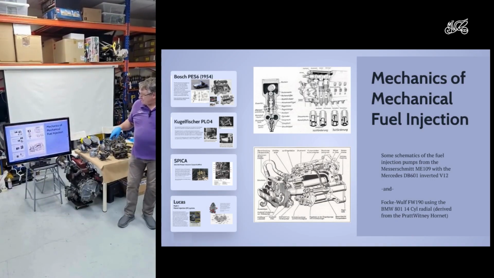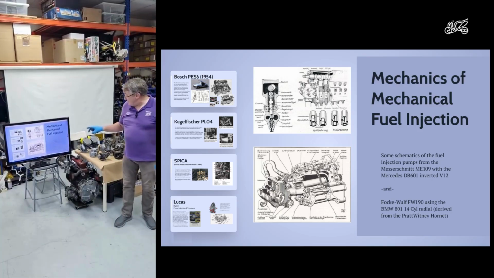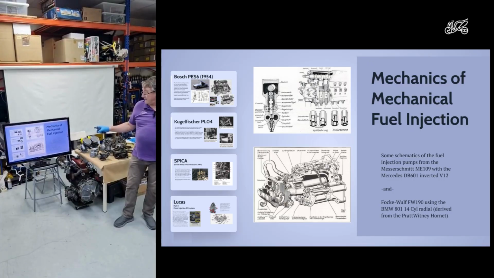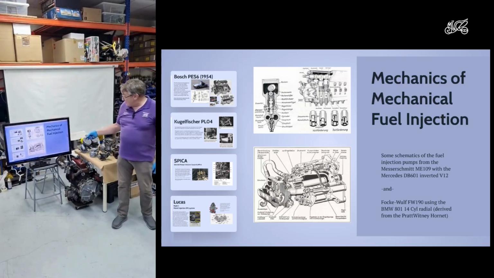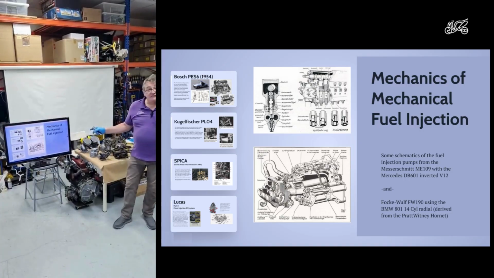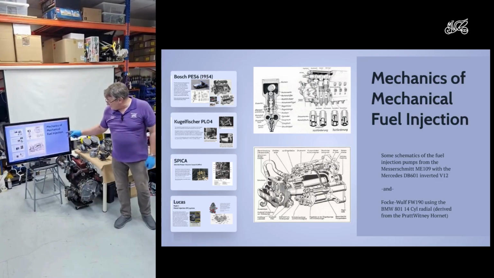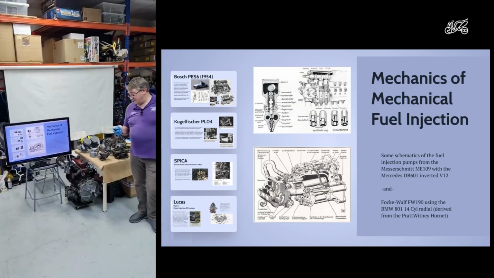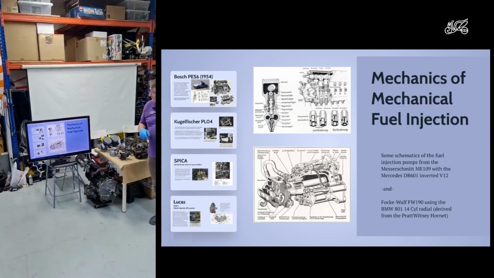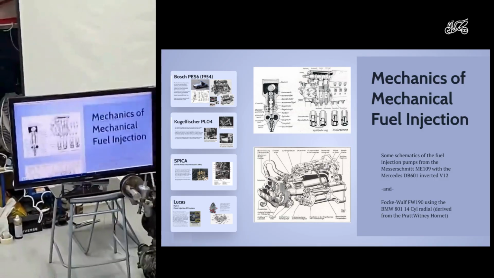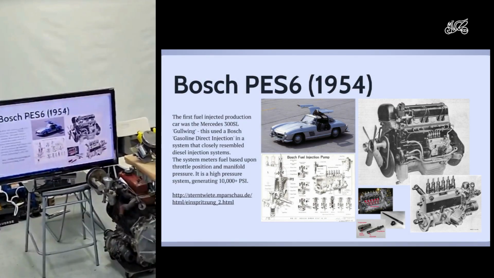And two important engines in Germany which had fuel injection were the V12, which is in the Messerschmitt 109, and that was a Bosch fuel injection system, and the radial engine, which was in the Focke-Wulf 190, and that was made by a company called Deckel, and there's some schematics of their injections.